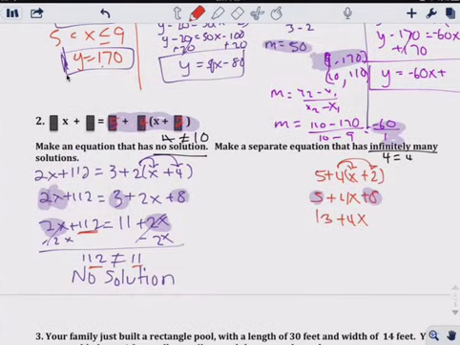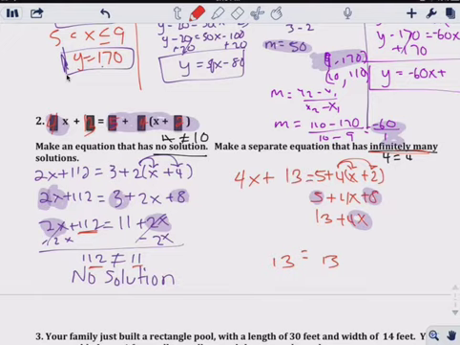So on the other side, I need to make it equal to 4x. So right here, I have no choice but to put 4x, 4 there. And then it has to be infinite, it has to equal. It has to be 13 equals 13. So this has to be 13. So 4x plus the constant, and the coefficient are the same on both sides of the equation.